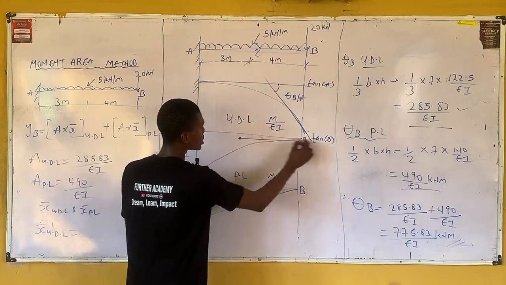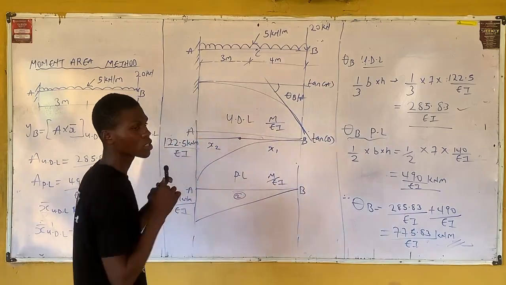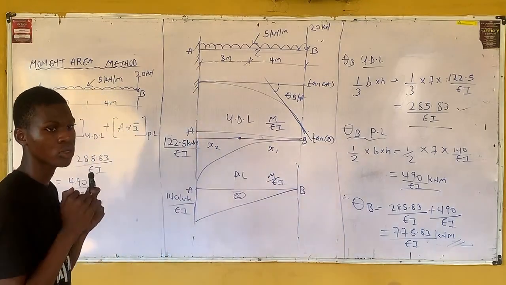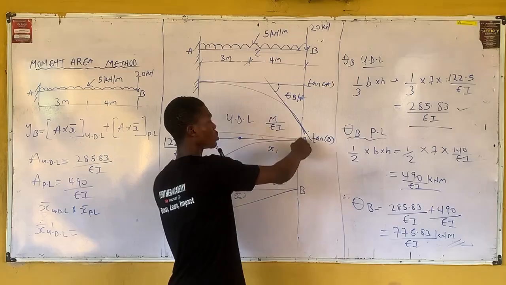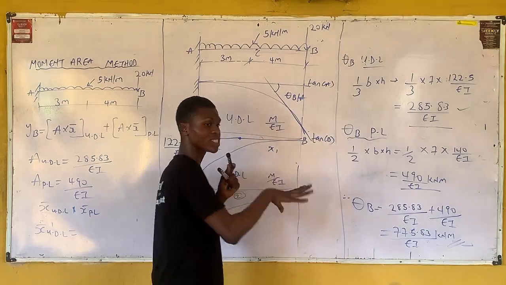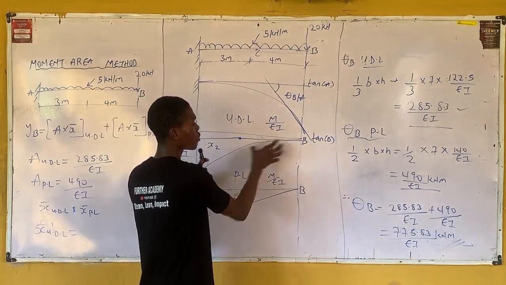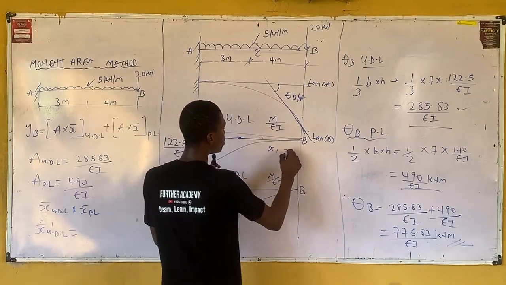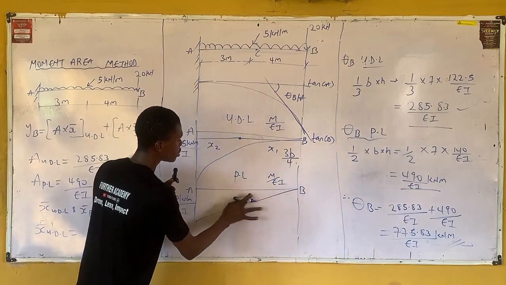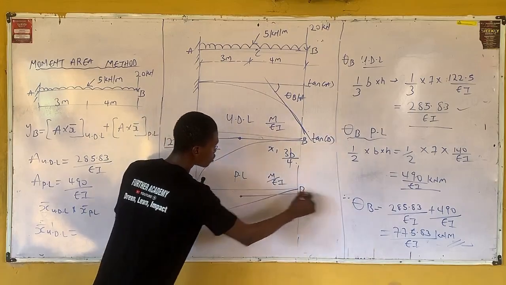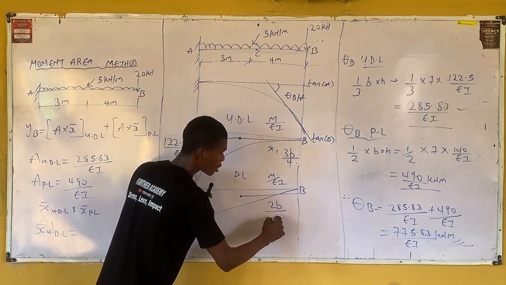Your centroid, say this is x1, say this is x2. What part are you considering? Is it x1 or x2? Why is it x1? Because you want to know the deflection with respect to this point. So check the table that I gave you guys. What's the formula for centroid for x1? 3b over 4. Similarly, check for this type of shape for point load. That's what? 2b over 3.